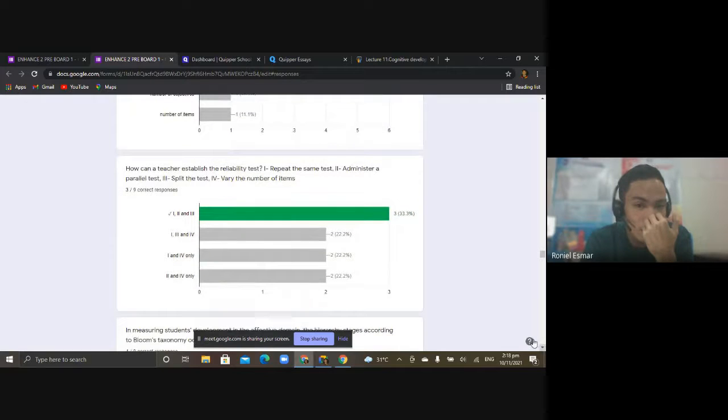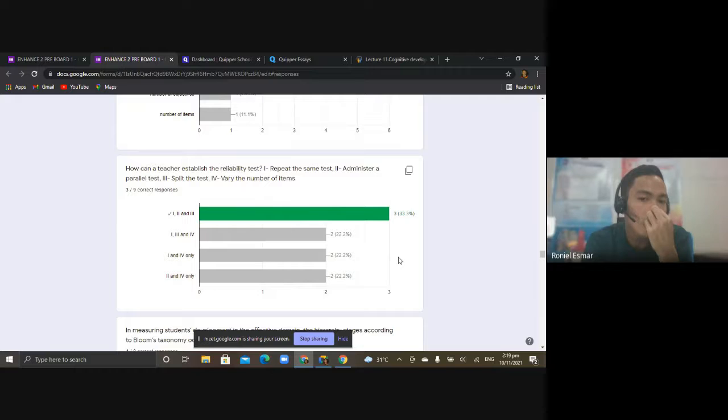Next, how can a teacher establish the reliability of a test? Is it number one, repeat the same test? Number two, administer a parallel test. Number three, split the test. Number four, vary the number of items. Now, all of these are actually the things to be considered in establishing the reliability of a test, except for splitting the test. It is difficult to take half of the test that you construct, give it to group 1, and then give the other half to group 2.